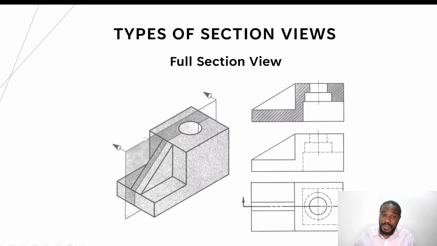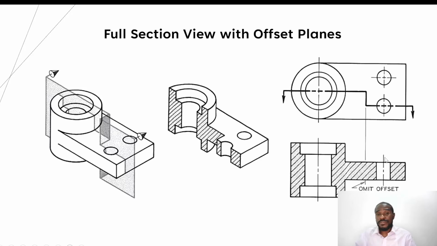If, however, we turn this cutting plane through 90 degrees and it cuts that wedge, and we're going to view it from this side, in that case, we show the hatching. It sounded quite ambiguous, but when we come to Fusion 360, we'll create this model and look at what the section view looks like. So full section view is the first.